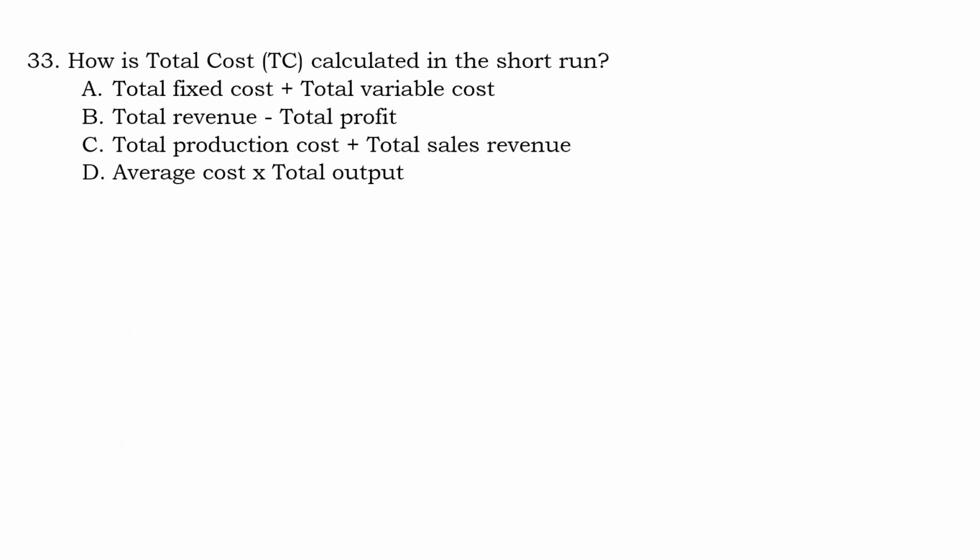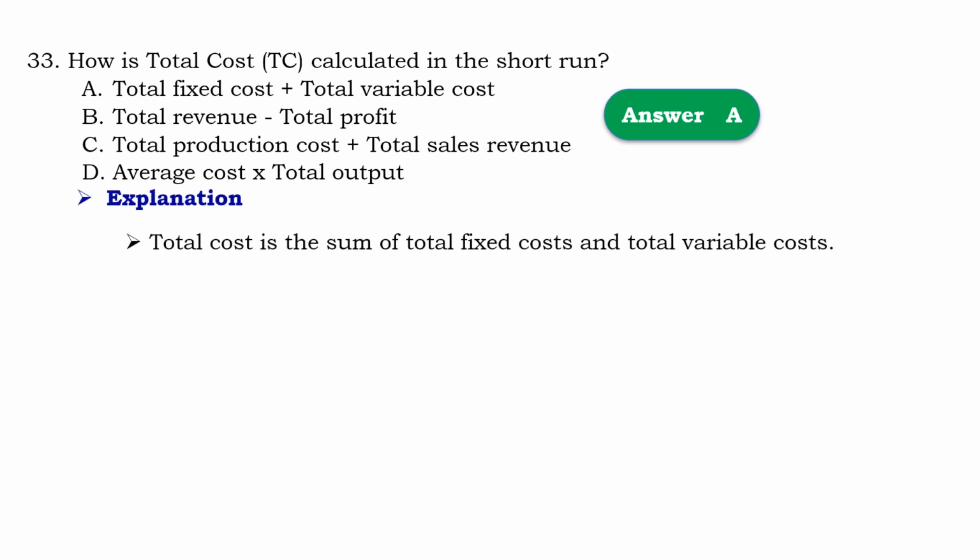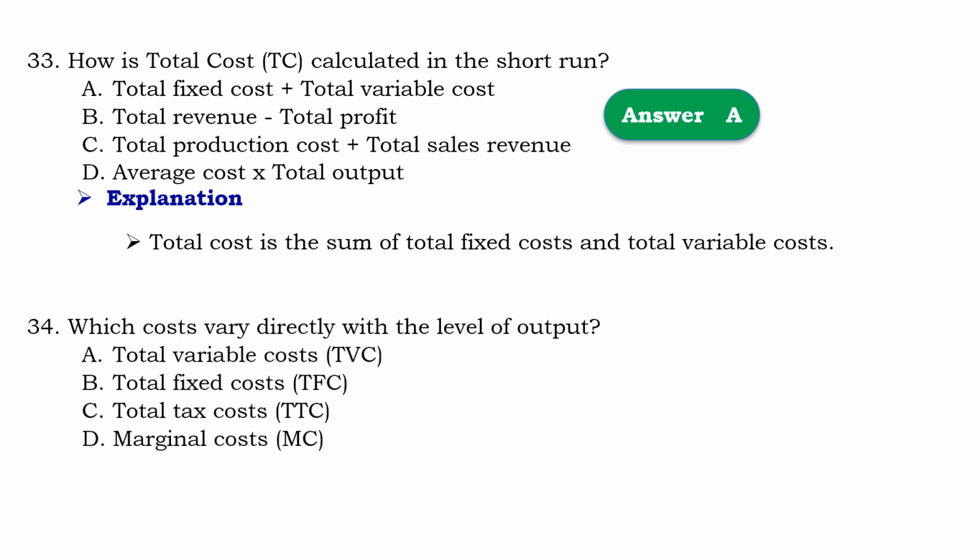Question number 33. How is total cost calculated in the short run? That should be A, total fixed cost plus total variable cost. It means that we get total cost by adding total fixed cost and total variable cost.